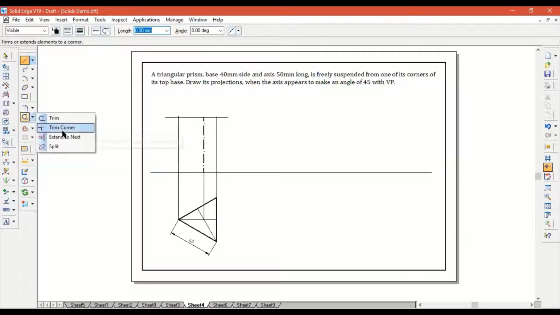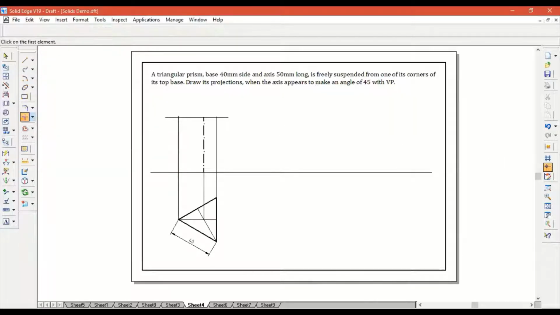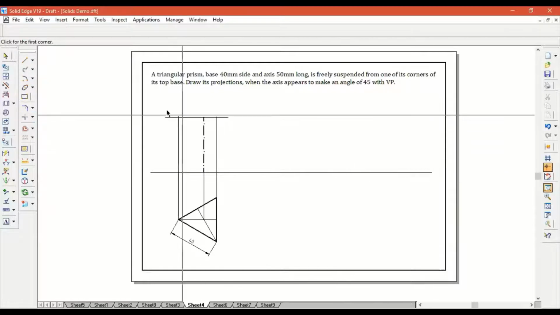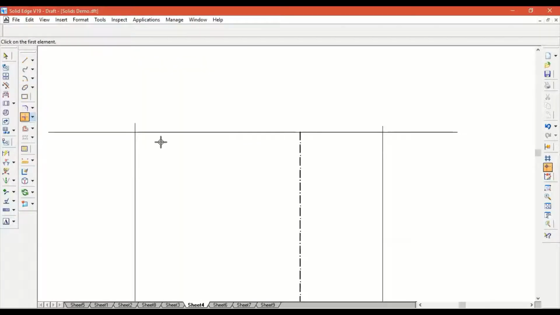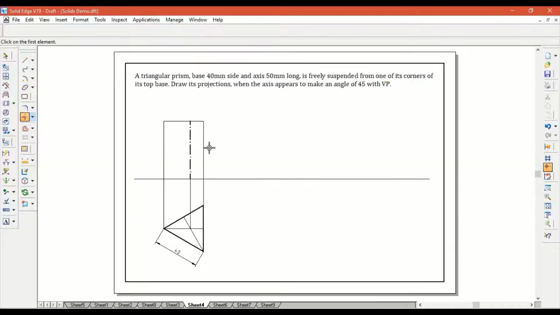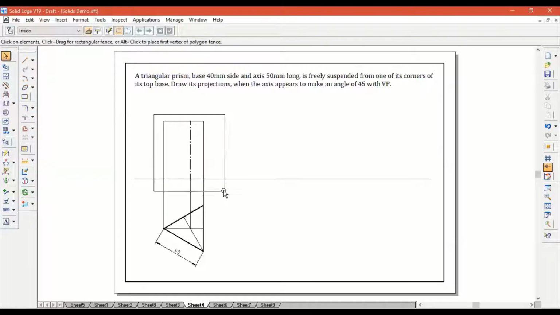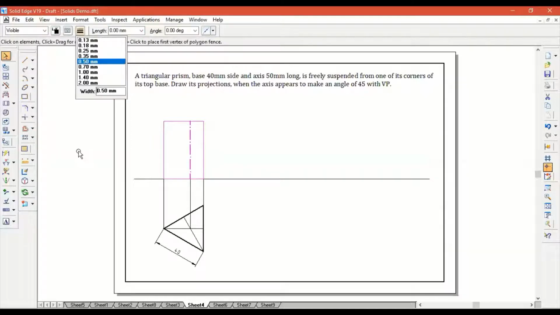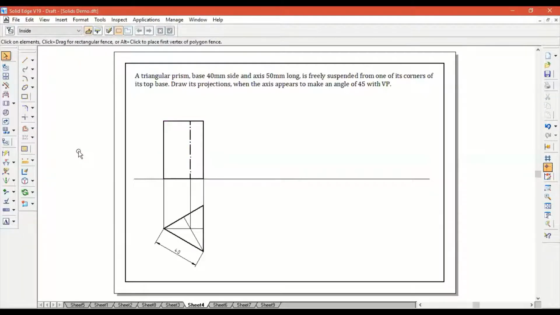And I finished it. Then whatever you don't need, you can easily trim away. So you trim away this. You can use a trim corner, click on the lines that you need to retain. The others will be trimmed away. So that done, all I've got to do is thicken the front view, 0.5 millimeters.